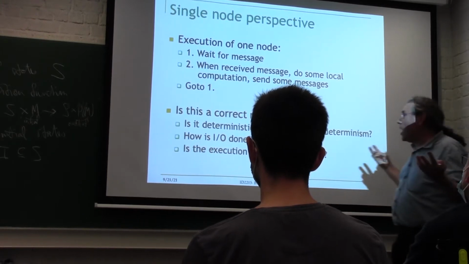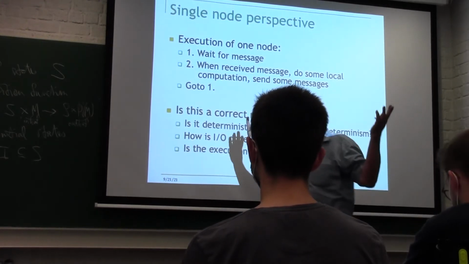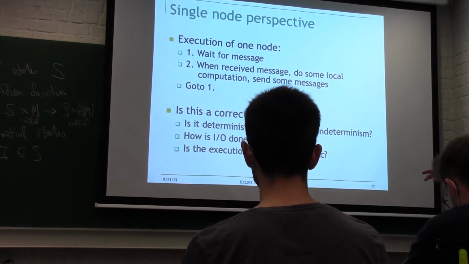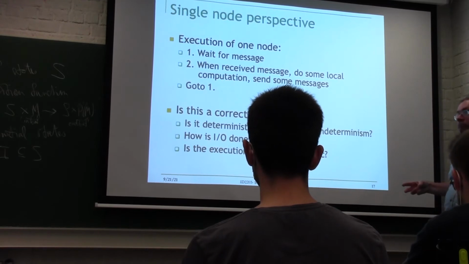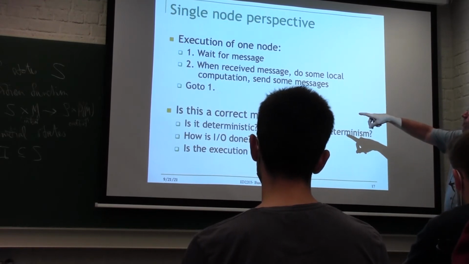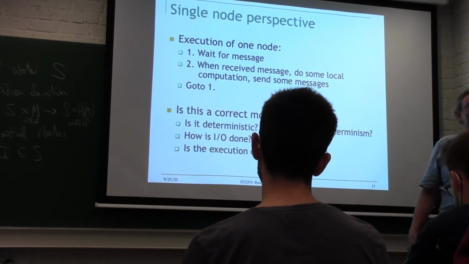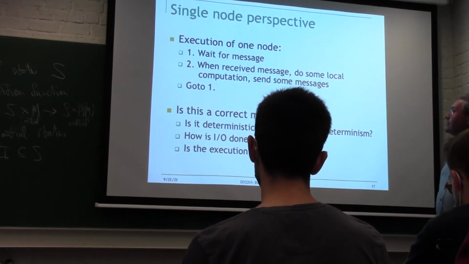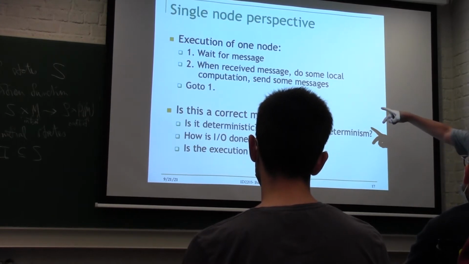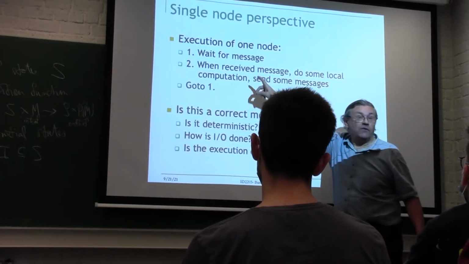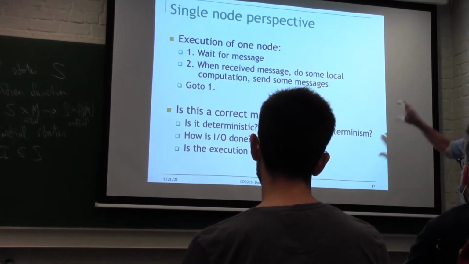So, how is I/O done? This is kind of a weird question. Computer systems have I/O, okay? Well, how would I display something on a screen, or print something, or store something on a disk? That's not actually modeled here. I would need some kind of special node that handles it. Everything is done here through messages, okay? So this does not really model I/O.